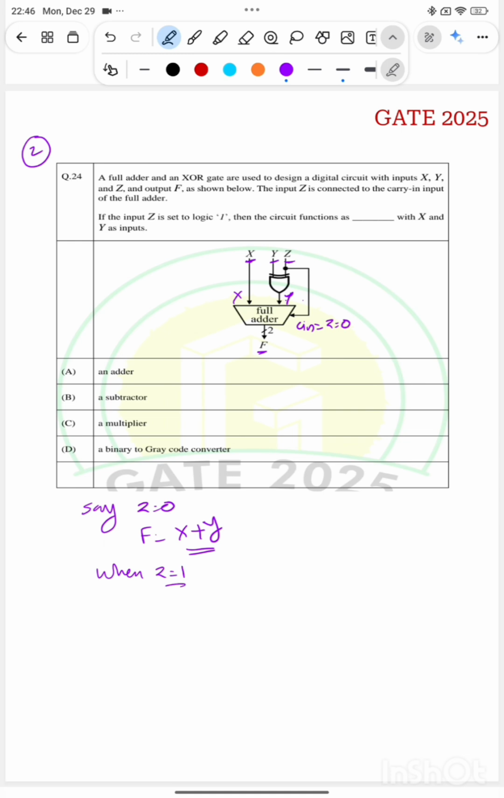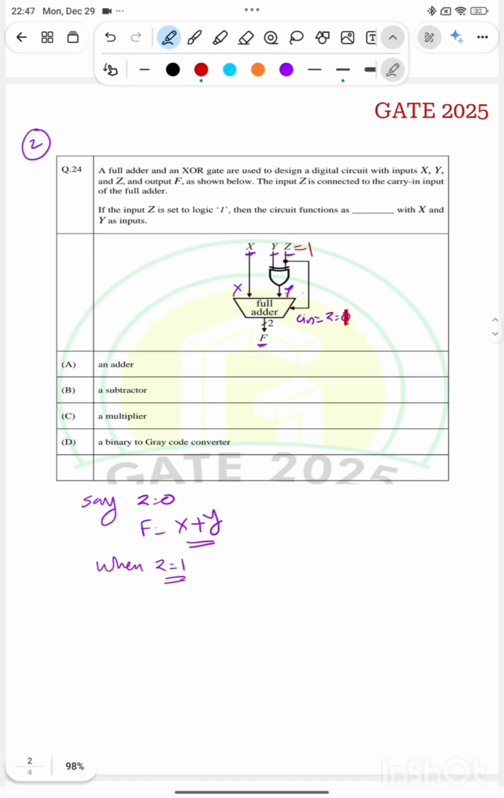Now question is, when z is equal to 1. So what happens if z is 1? Okay, so here z is 1. What happens here? y XOR 1 will be y bar. So this will be y bar. Fine. So here full adder output f will be equal to x plus y bar. Okay, and what is Cin? So here Cin was equal to 0, right? That's why it is equal to x plus y. It is adding x and y.